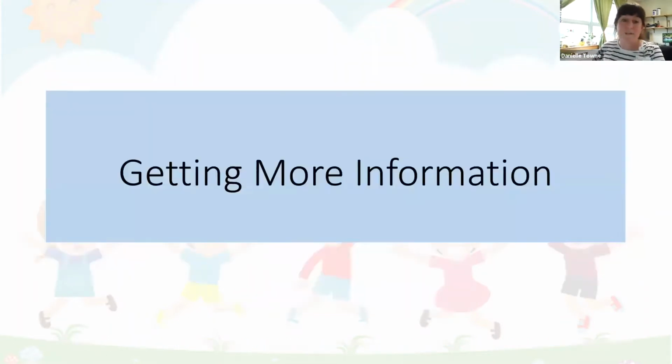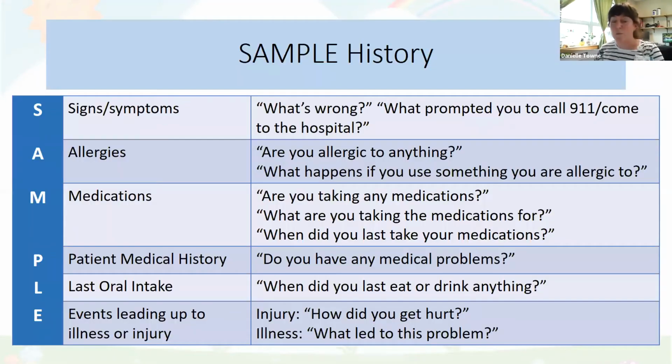So getting some more information. We do our across the room assessment, our pediatric assessment triangle, but we should probably get a little bit more information. So what does that look like? SAMPLE history. I really like SAMPLE histories. Not everybody uses this format. Other people will use different ways to get a full medical history, but I think SAMPLE really encompasses everything.